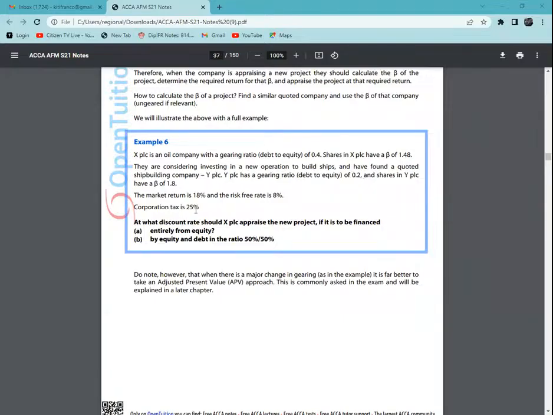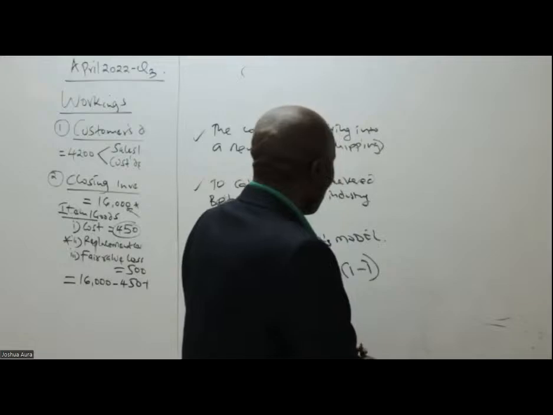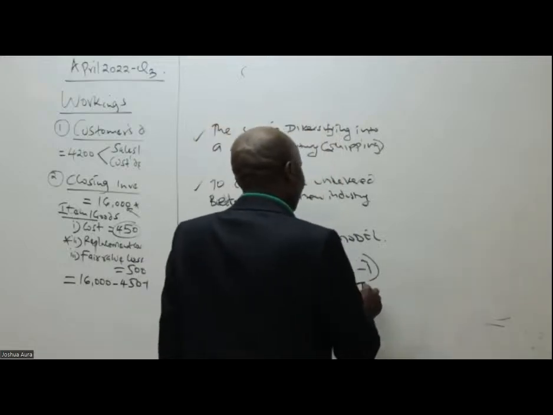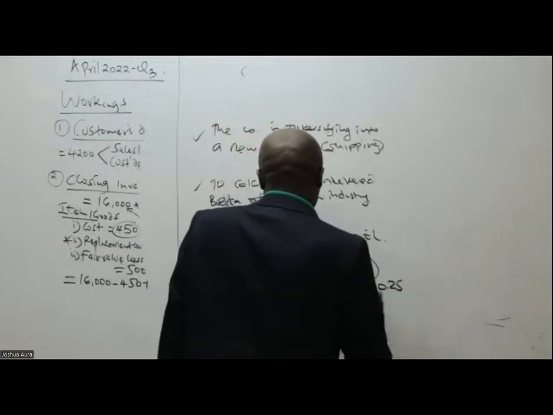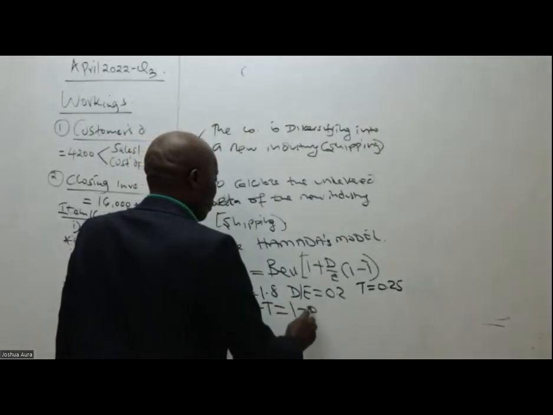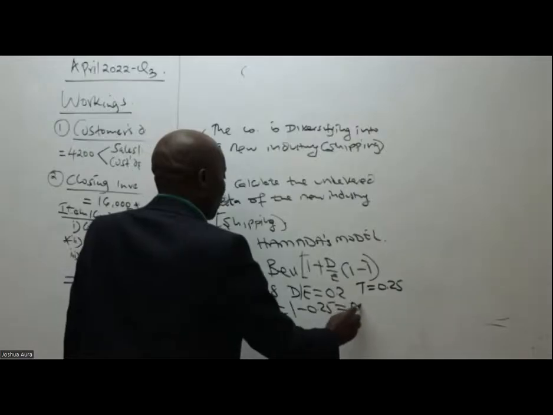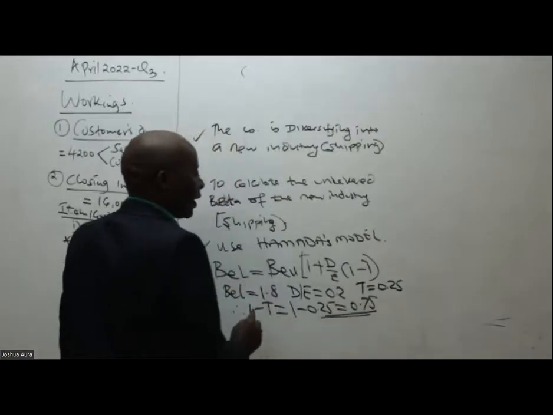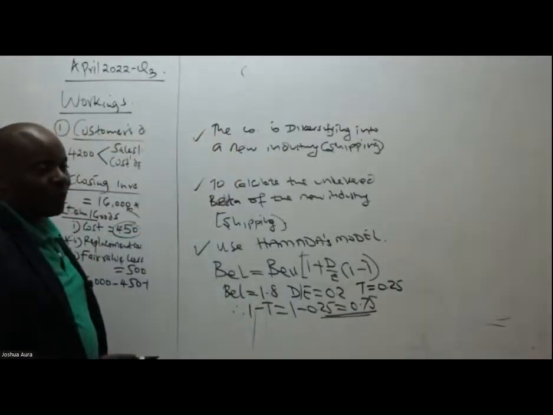And then the other thing they have done so nicely is to give me the risk-free. So the risk-free is 0.2. What here? Somebody is saying not risk-free, but the tax is 0.25. So tax is 0.25. And therefore, 1 minus tax will be 1 minus 0.25, which will be 0.75.